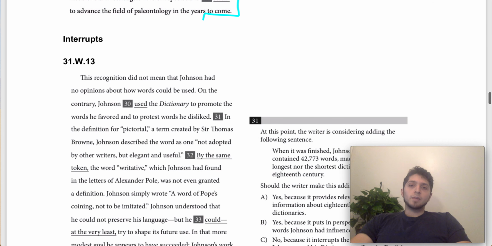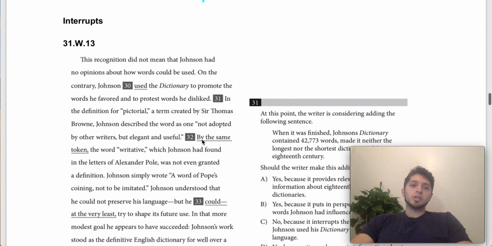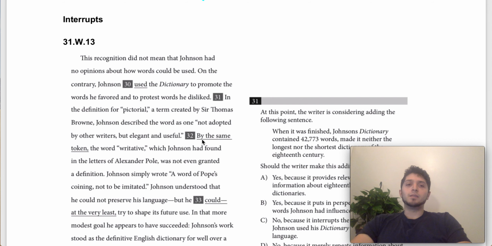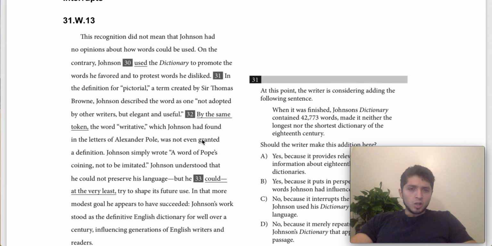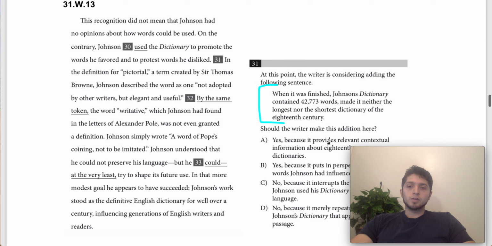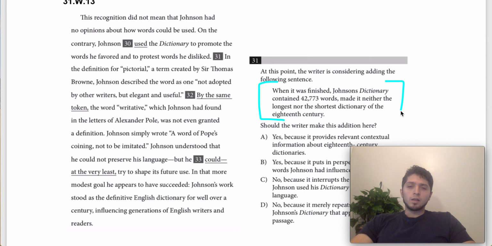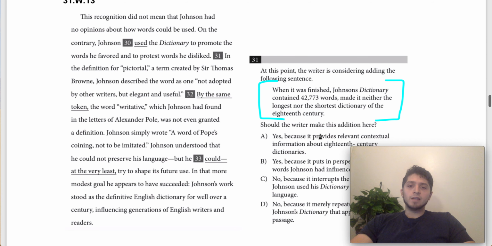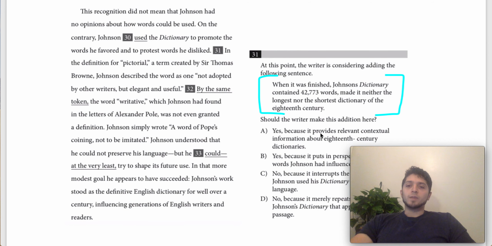Now let's look at the next topic, which is what I would say is interrupts. This is when you have two sentences that need to be linked together. They're making an argument or a case, and the sentence that you would add would interrupt it. So let's look real quick. Here we have 31, and this is the sentence: When it was finished, Johnson's dictionary contained 42,773 words, making it neither the longest nor the shortest dictionary of the 18th century. So this is basically explaining the length of Johnson's dictionary.